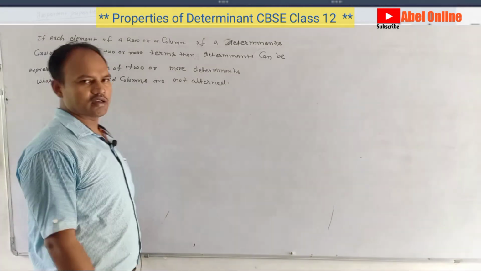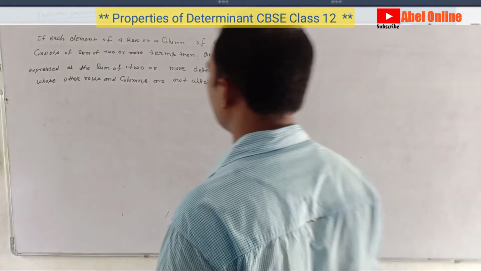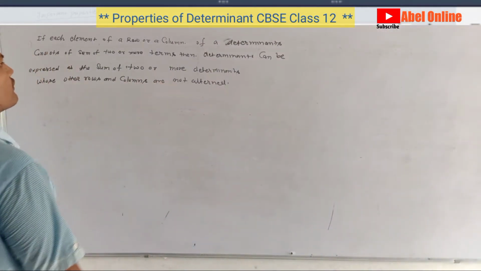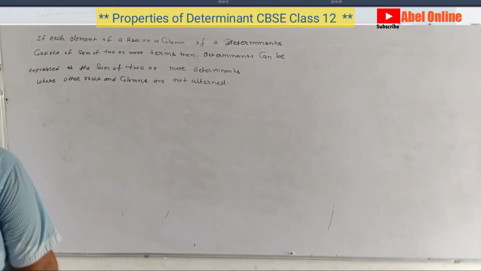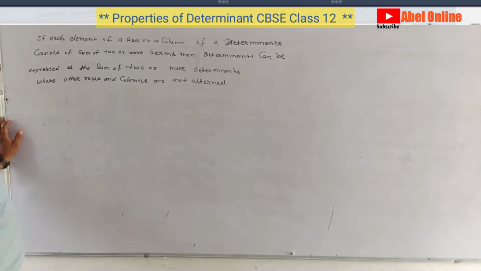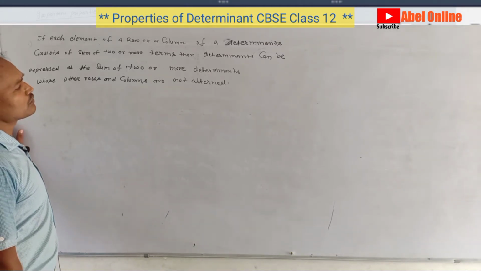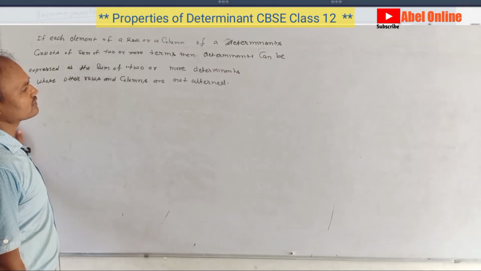So what is the meaning of this property? This is a very easy property. If each element of a row or a column of a determinant consists of the sum of two or more terms, then the determinant can be expressed as the sum of two or more determinants whose other rows and columns are not altered.